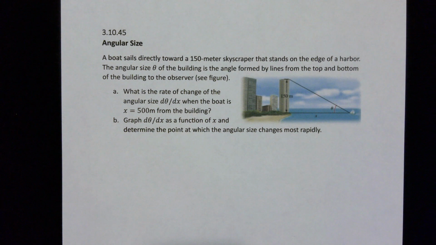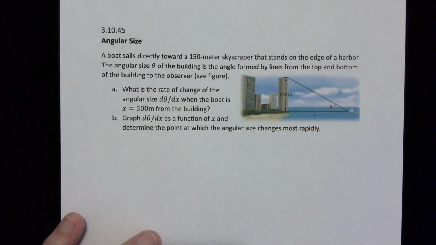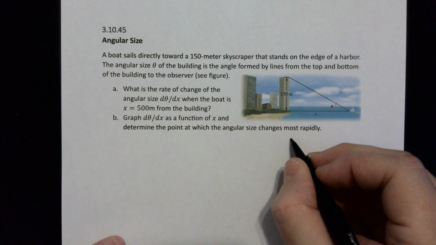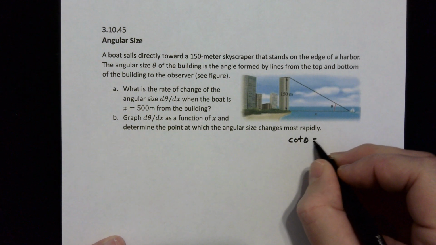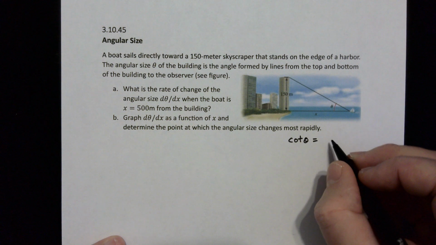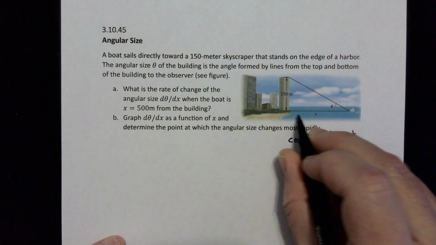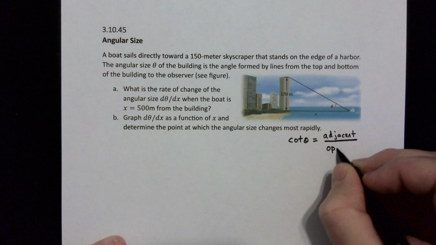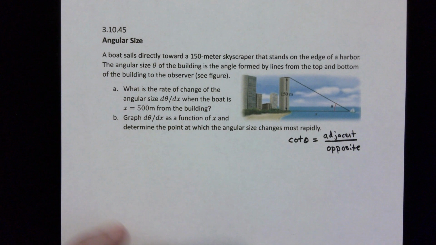Okay, so we need to relate theta to these two things. Okay, and we're going to do that with trig. There's two different trig functions that would work. There's tangent and cotangent. I am going to use cotangent. Cotangent theta. In trig, we learned that that's equal to, in a right triangle, the adjacent side, which is this bottom part right here, divided by the opposite side, which is this one right here. Okay, that's how I'm going to do the problem.